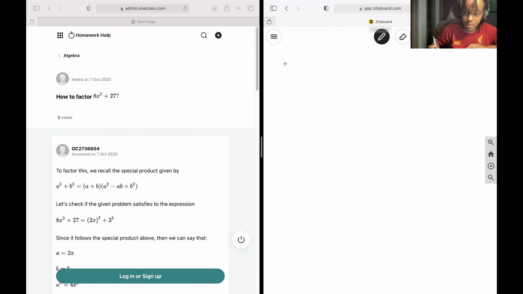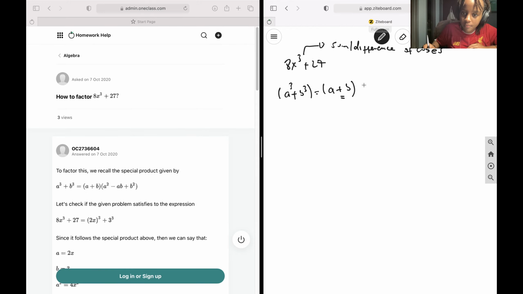Okay, so we want to factor 8x cubed plus 27. When they say factor and there tends to be a cubed, it means that you're using the difference of cubes or sum of cubes rule. So it's either sum or difference of cubes, and let's just write those out. We get a cubed plus b cubed would be a plus b, so the same sign here, and then a squared minus ab plus b squared, the opposite sign here.